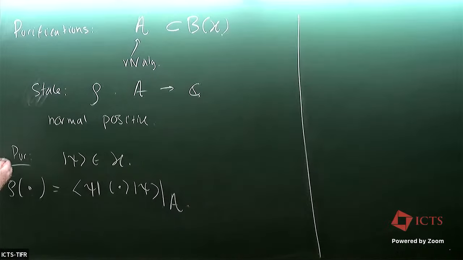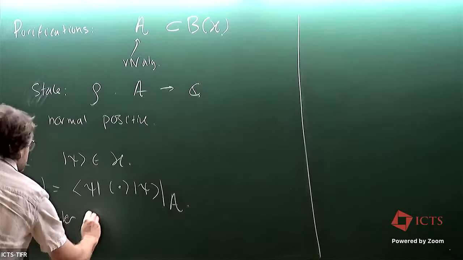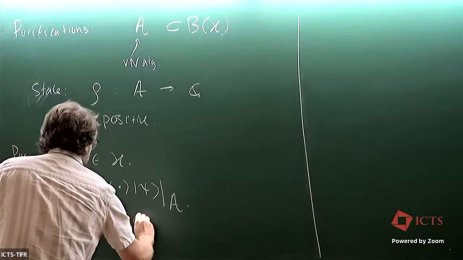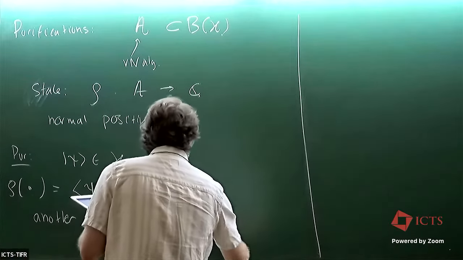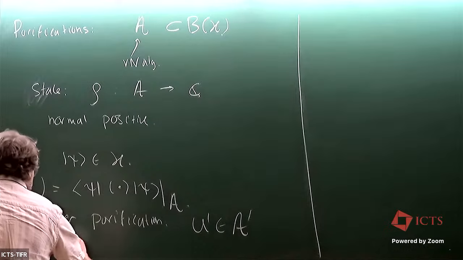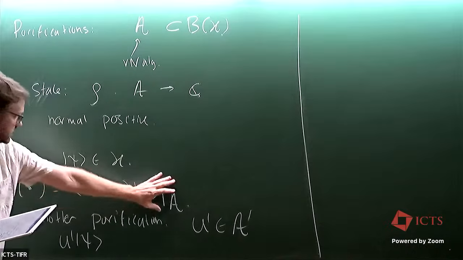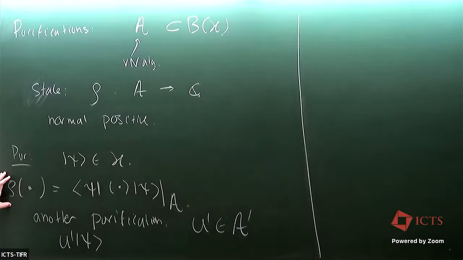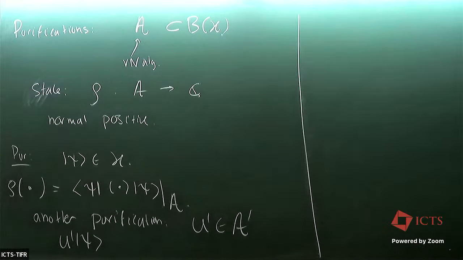If I have a purification, there's another purification where I just take a unitary in the commutant, the set of all operators that commute with A, and act with that on psi. It's very simple to see that that induces a state that's exactly the same as rho, because U is unitary in the commutant, so you can pass it through the operators here and it just cancels out.